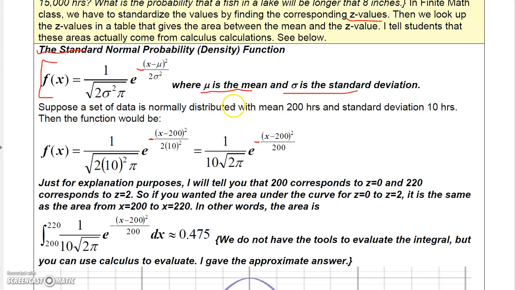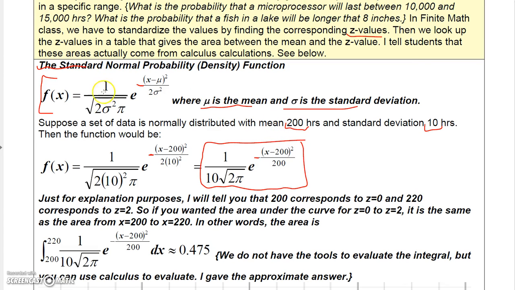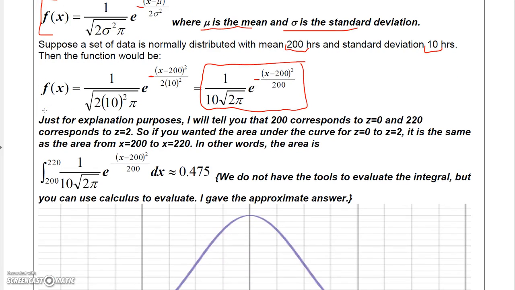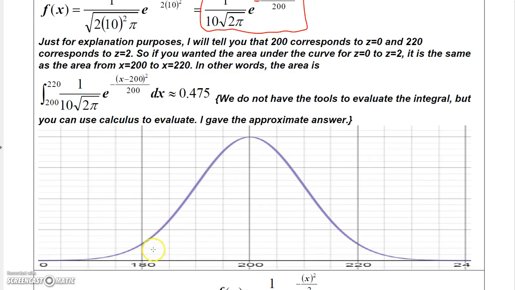Okay, so if your data was normally distributed and you had a mean of 200 hours and a standard deviation of 10 hours, then you could actually plug 10 in for the standard deviation everywhere you see the sigma, and then plug 200 in for the mean, which only occurs right here. And simplifying that, I get this ugly looking function. Now if you graph that ugly looking function, it's going to look like this.